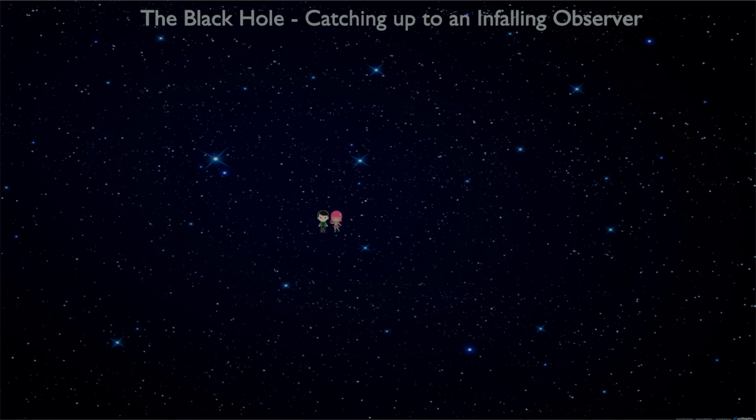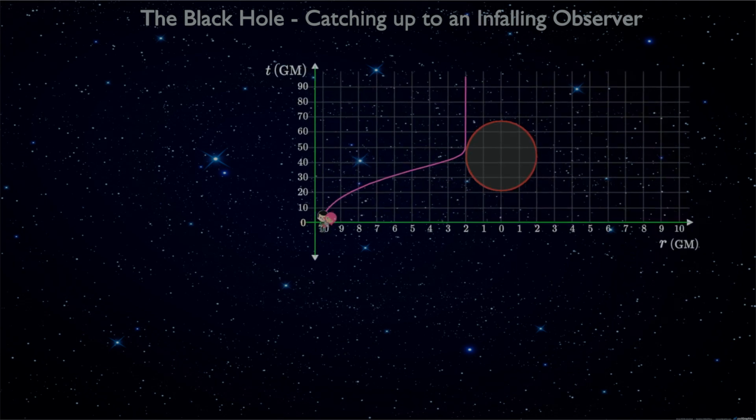Let's say Stella begins infall into a 20 million solar mass black hole from r0 equals 10 GM, and Tom watches her from that same distance of r0 equals 10 GM, using a jetpack to keep him at that distance. Worrying about her crossing the r equals 2 GM barrier, which is the so-called event horizon of the black hole, Tom decides to catch up to Stella before she reaches it.